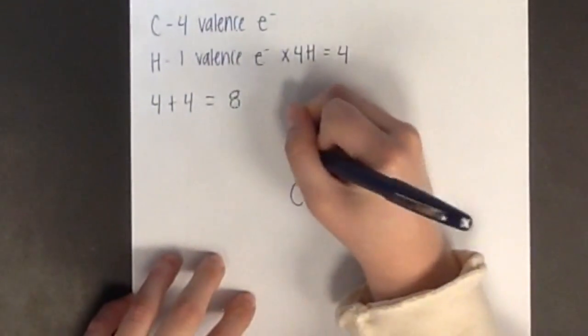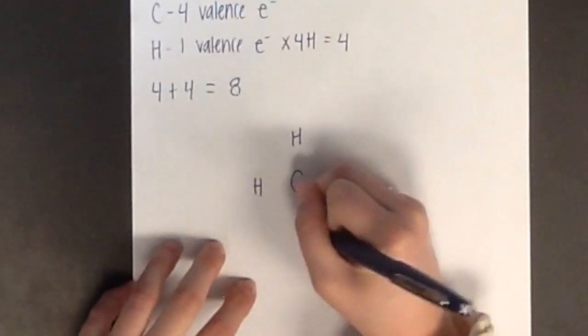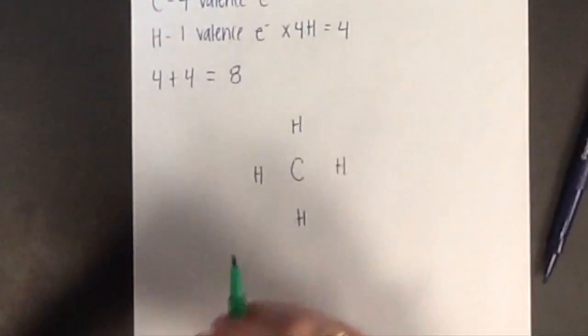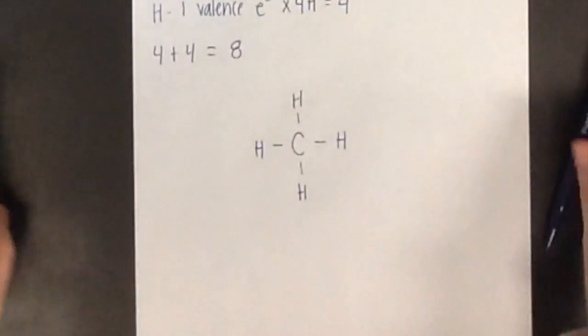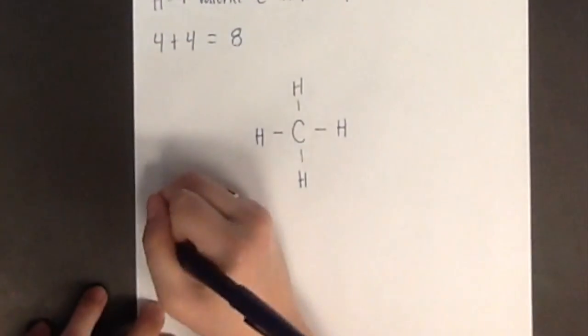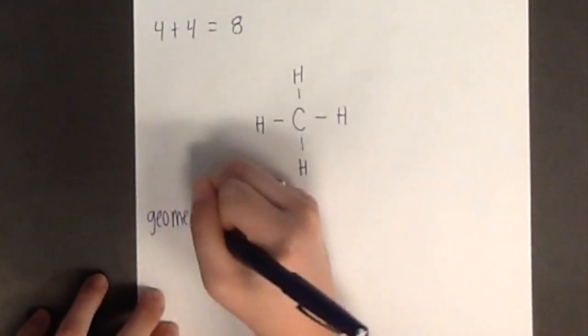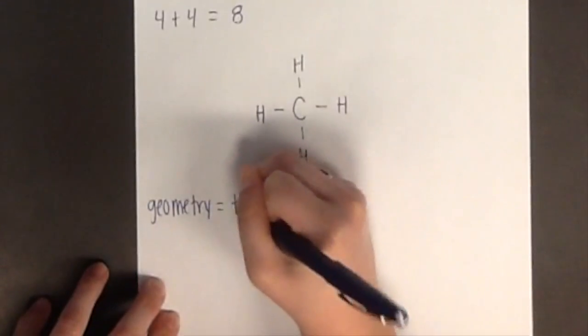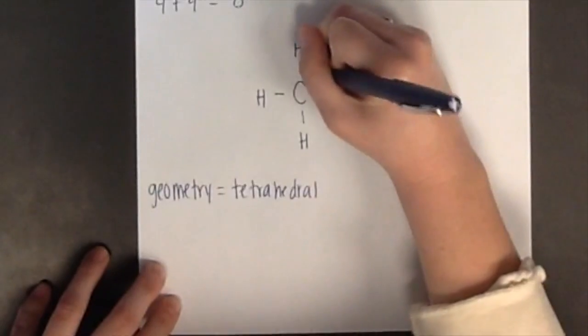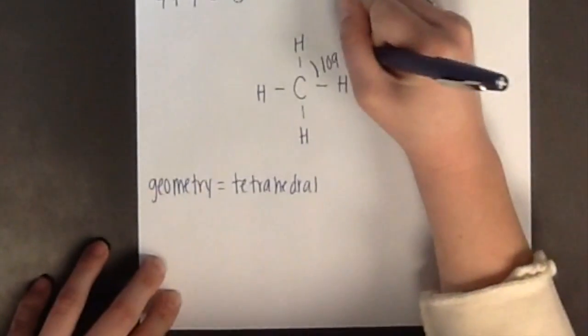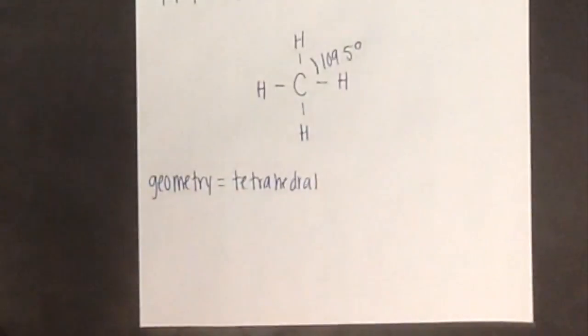Next, draw the atoms, with carbon in the center and the hydrogens surrounding it. Since there are 4 single bonds, this accounts for all 8 valence electrons and fills up the octet. This molecule has a tetrahedral geometry with a tetrahedral shape. This means that the bond angles for this molecule should be 109.5 degrees.